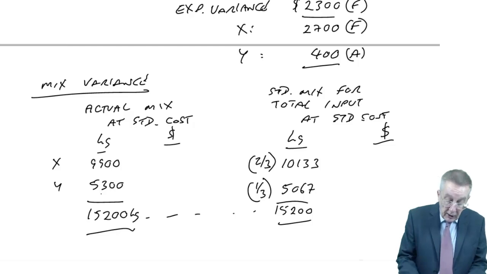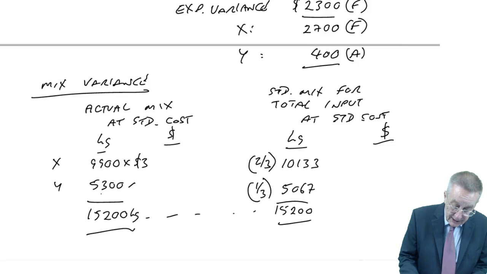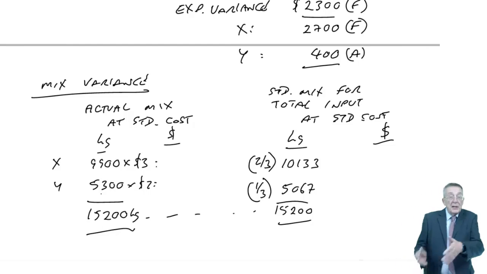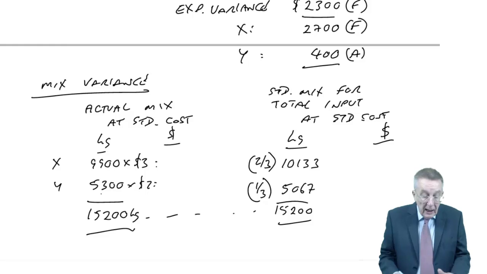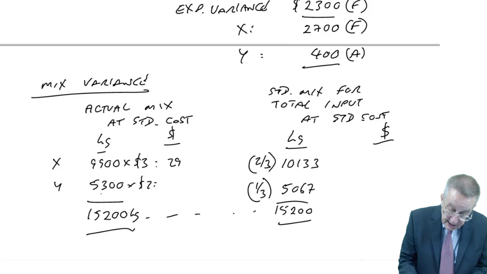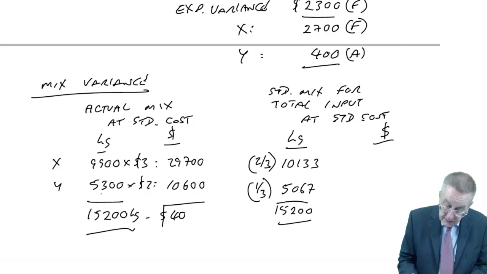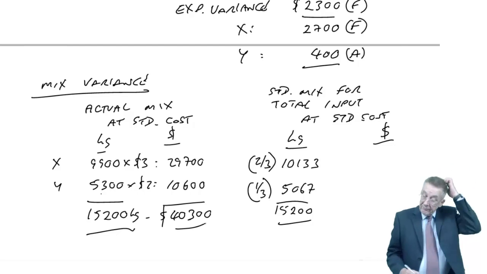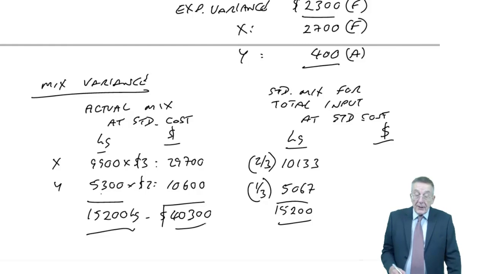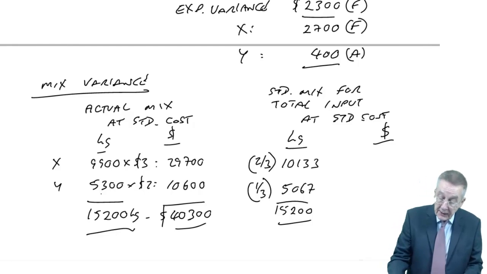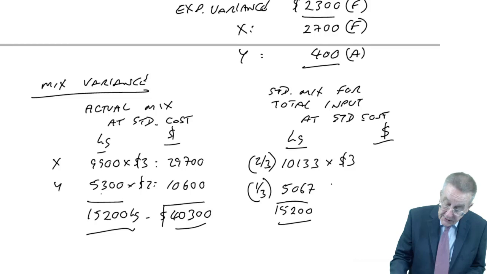And what were the costs? Standard costs are $3, $2. So I know we've already done these workings, you can save time, just copy what we had above. But X, a standard cost is 29,700, Y, 10,600. Total, 40,300. As far as standard mix is concerned, that's what it should have been. Well, again, at standard cost, 3 and 2.